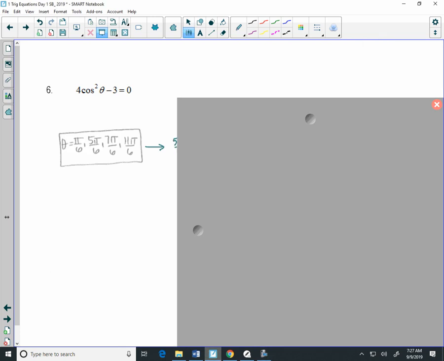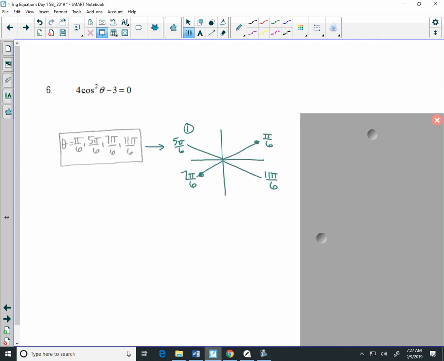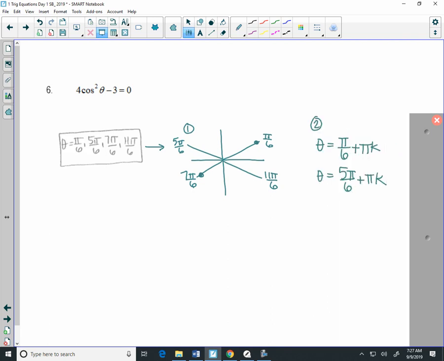All right, let's take a look. So again, we have all of the pi over 6's. So how does it work when we have all of the pi over 6's? We have one equation for pi over 6 plus pi k, and again, that's going to take care of pi over 6 and 7 pi over 6. We have the equation for 5 pi over 6 plus pi k, and that takes care of those other two.